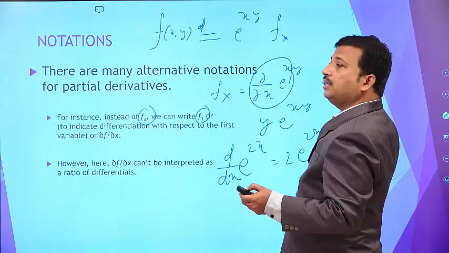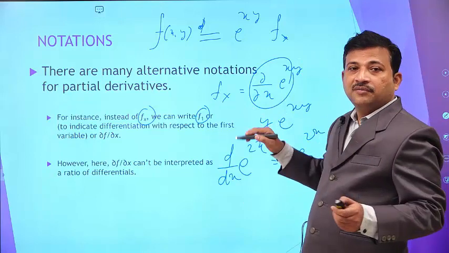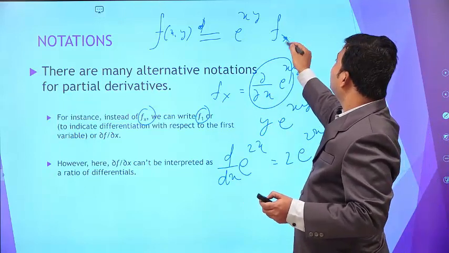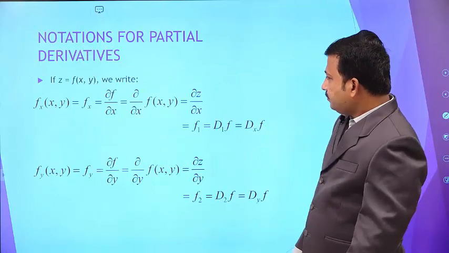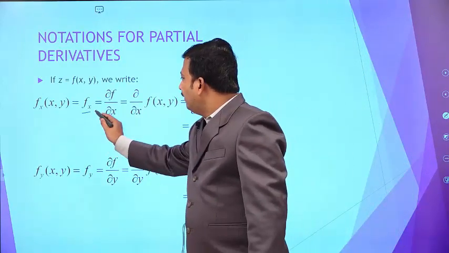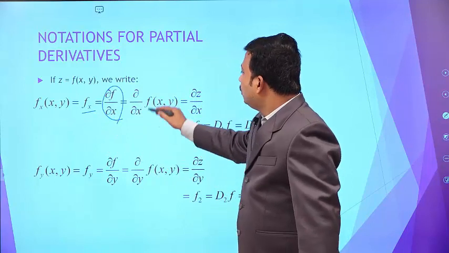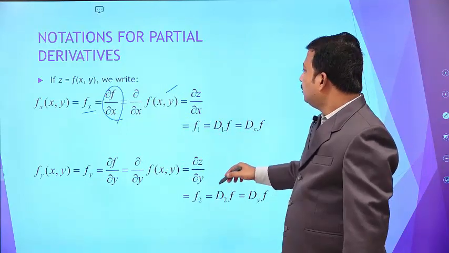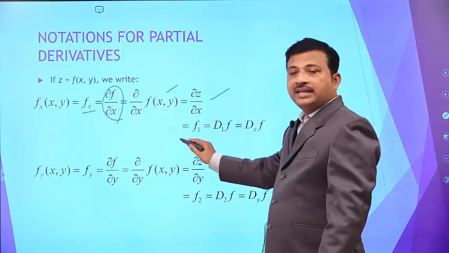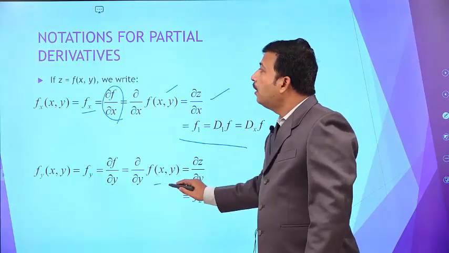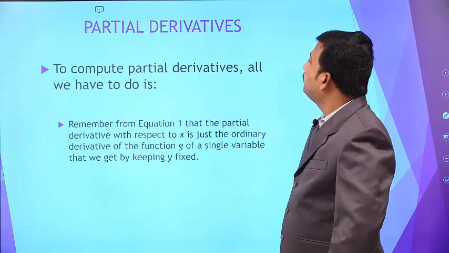Y is constant. Y or other variables are constant. If it's 3 variables and you are writing fx, then y and z are constant. So that is what fx or dou f by dou x, dou by dou x of f of xy means. If z equals f of xy, you can write dou z by dou x. These are the varieties of notation we use for partial derivative.